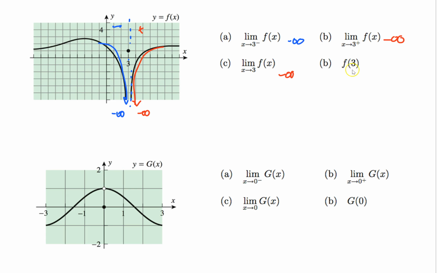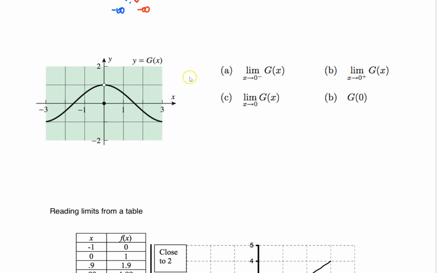And then what's f of 3? Remember, what's the value at 3? In this case, closed circle. So it looks like 1. Right, and that's the limit. Left side, right side. Look at it. Let's do one more on the graph.